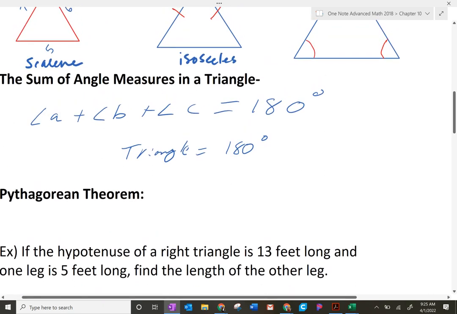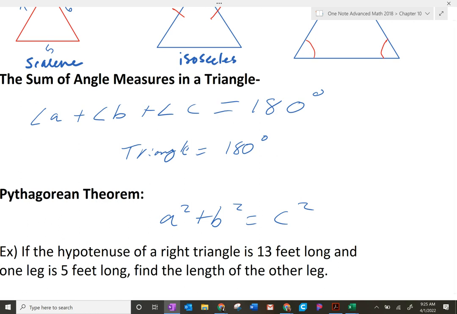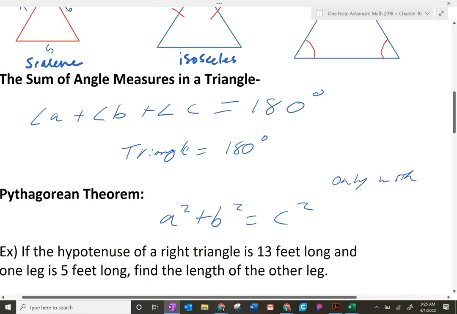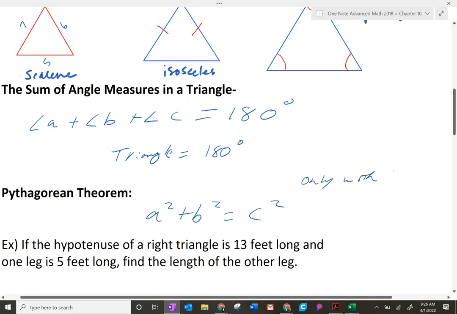Pythagorean theorem. Who remembers what the Pythagorean theorem was? Yes, ma'am. A squared plus B squared equals C squared. Good job. Okay. So Pythagorean theorem, a squared plus b squared equals c squared. In this one, it only works with a right triangle. I'm going to say only with a right triangle. And then c is the hypotenuse.